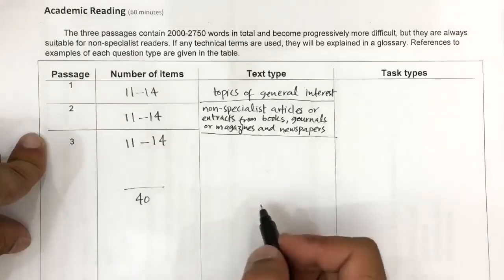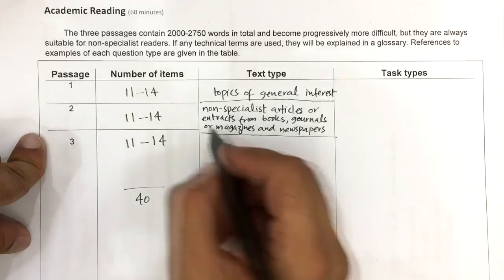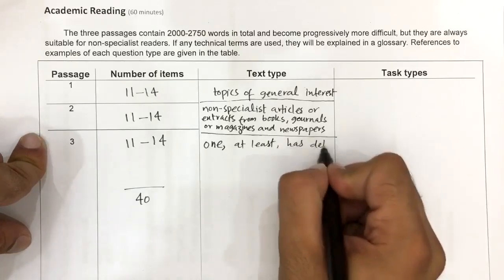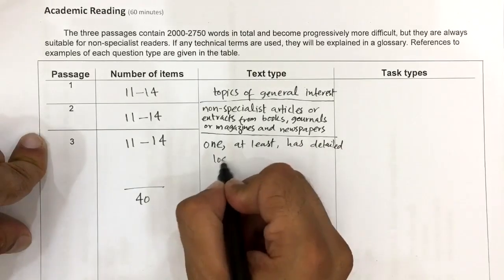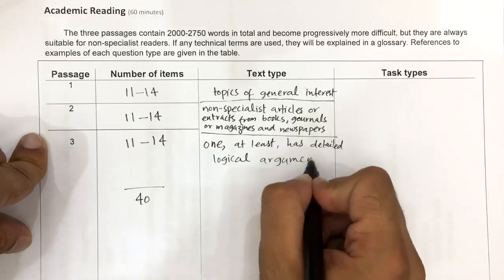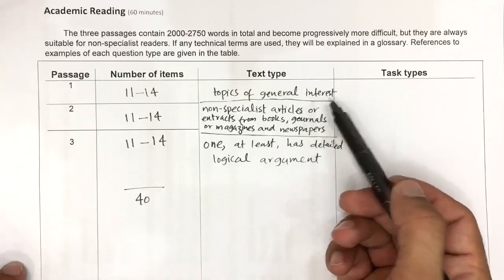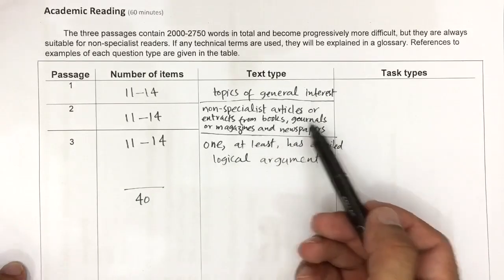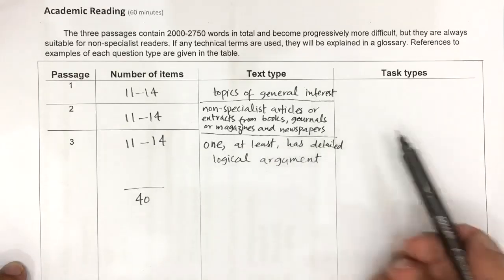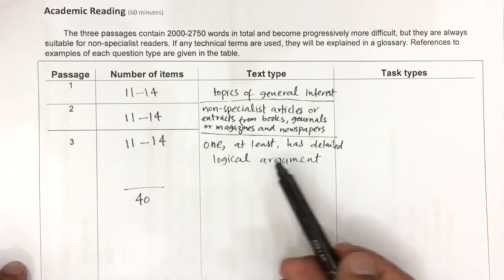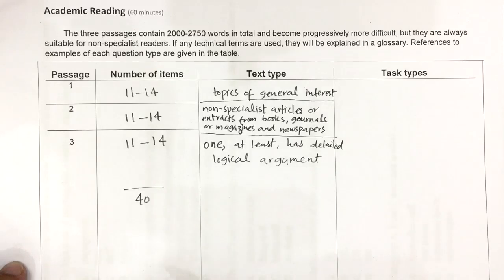And as far as passage 3 is concerned, that is the most difficult, and here there is at least one detailed logical argument. As you can see, the passages get progressively more difficult. This is from general interest, from daily routine. This is a non-specialist article extracted from books, journals or magazines or a newspaper. Passage 3 has at least one detailed logical argument, and this is why it is called the most difficult passage according to general perception.